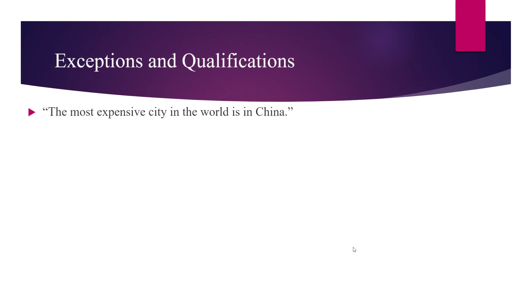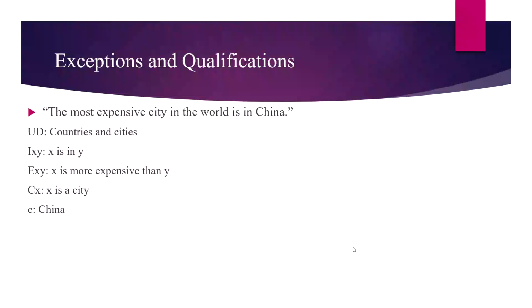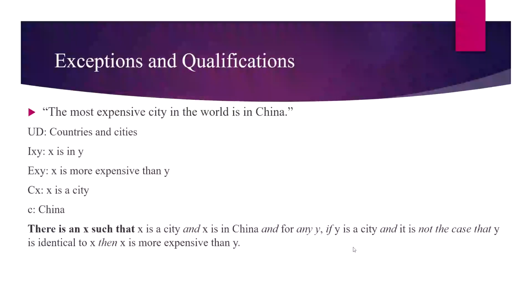So now let's talk about the last example. The most expensive city in the world is in China. Our universe of discourse is countries and cities. IXY is X is in Y, EXY is X is more expensive than Y, CX is X is a city, and then little c is China. This is a comparative clause, right? We have a definite description, the most expensive city in the world. And the way to specify that is not with a predicate, but by comparing it to other cities, right? So we're going to start. This is what we need to say, right?